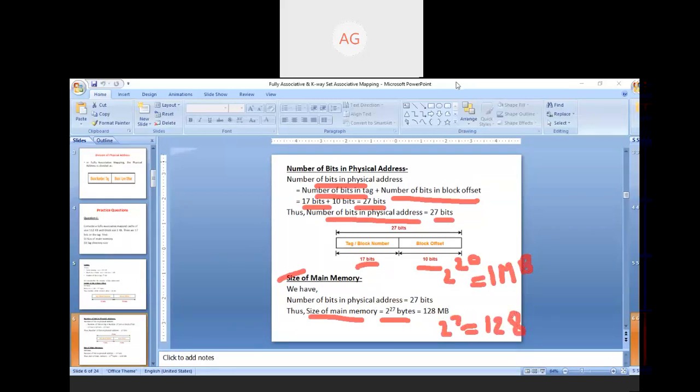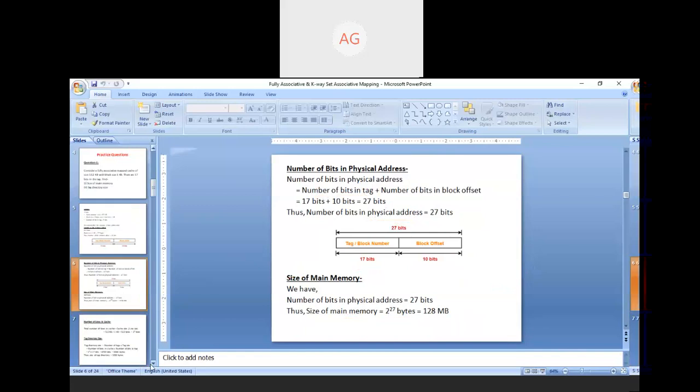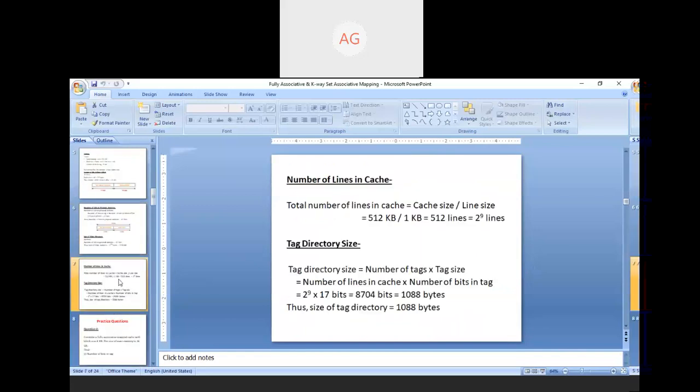Do all of you understand till now? Just write in the chat box. Okay. So this concludes the first part of the question. Now moving to the next slide. Now the total number of lines in cache.